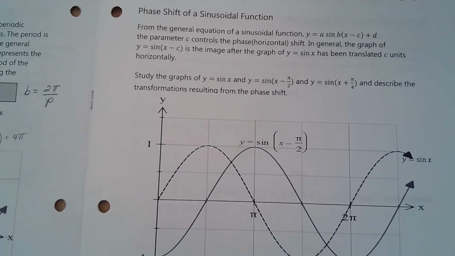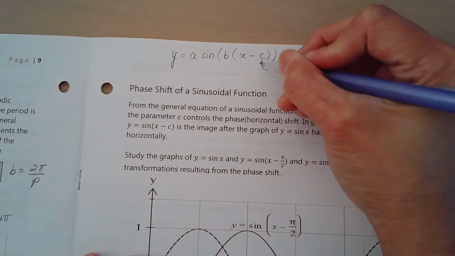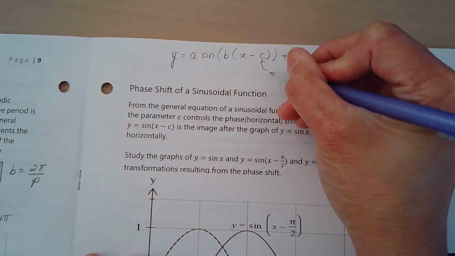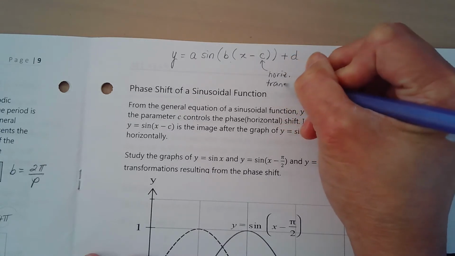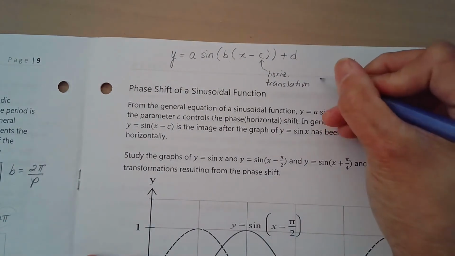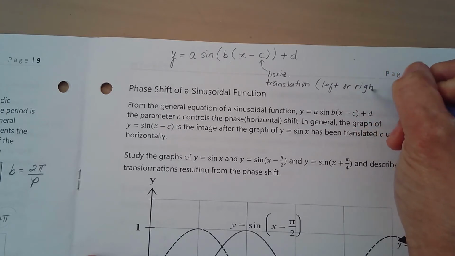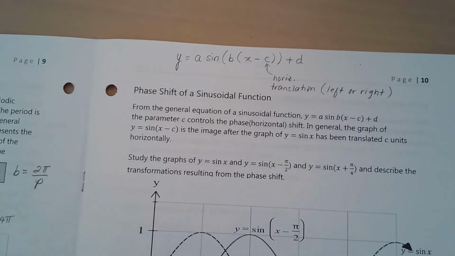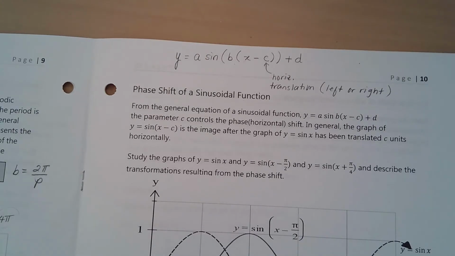Okay, so the c is our horizontal translation. That will determine if we're going to be moving it to the left or to the right. That's the main thing about that. That's the main job for that. Is it translating it to the left or to the right? And by how much?